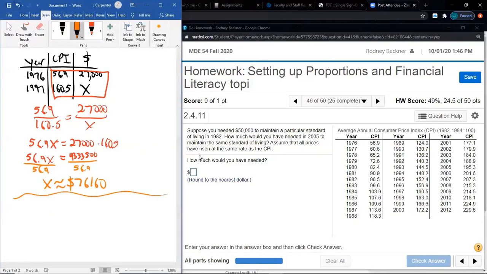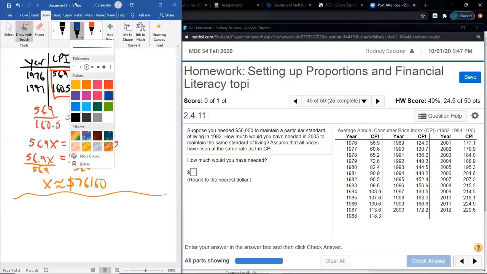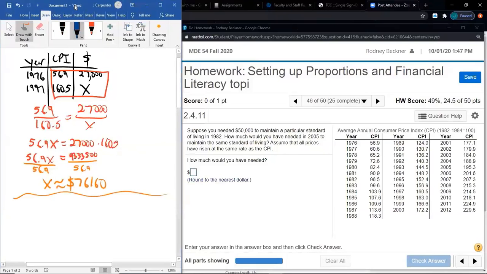Let's get with the black color. I also prefer blue. Just change that back. Out of all the things Word saves, it saves pen colors and practically nothing else. Whatever. All right, so we'll go. Still want it black. Year, CPI, and dollar amount.